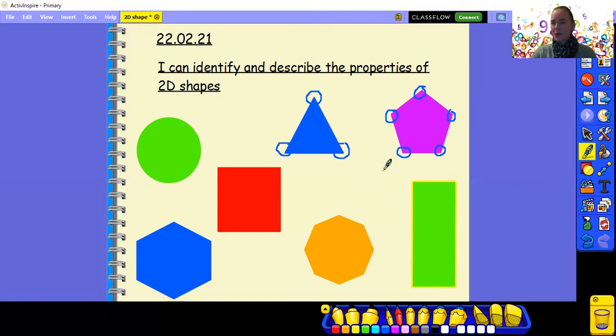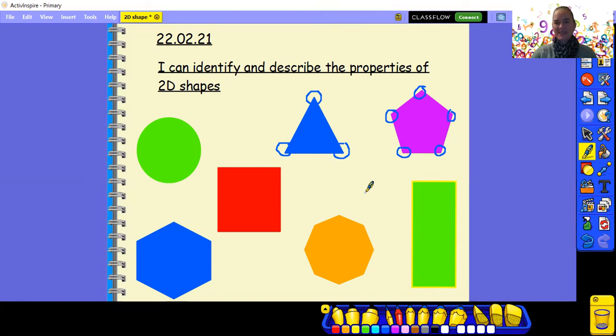Yes, octopus. An octopus has 8 legs. It's a really good way of remembering it. So let's have a look and see then, does an octagon have 8 sides? Let's check. 1, 2, 3, 4, 5, 6, 7, 8. It's got 8 sides. I wonder, do you think it might have 8 vertices?